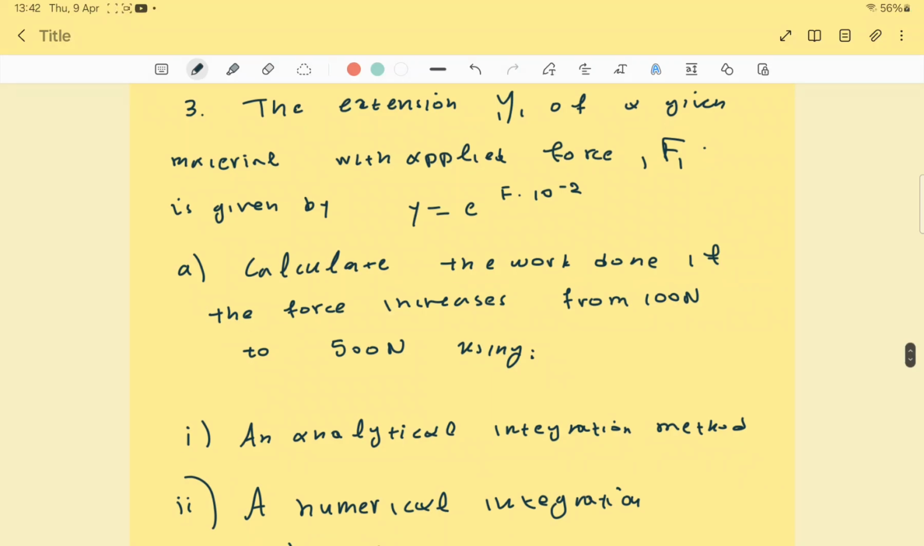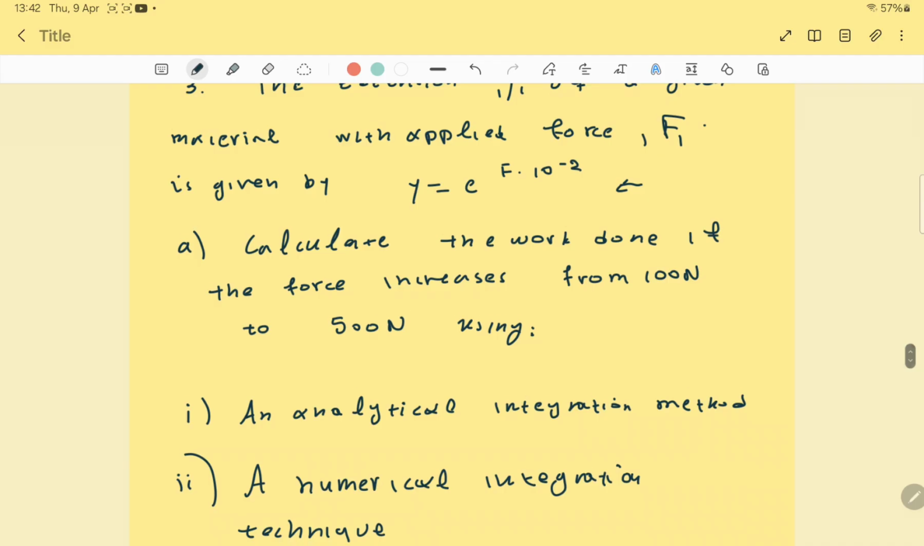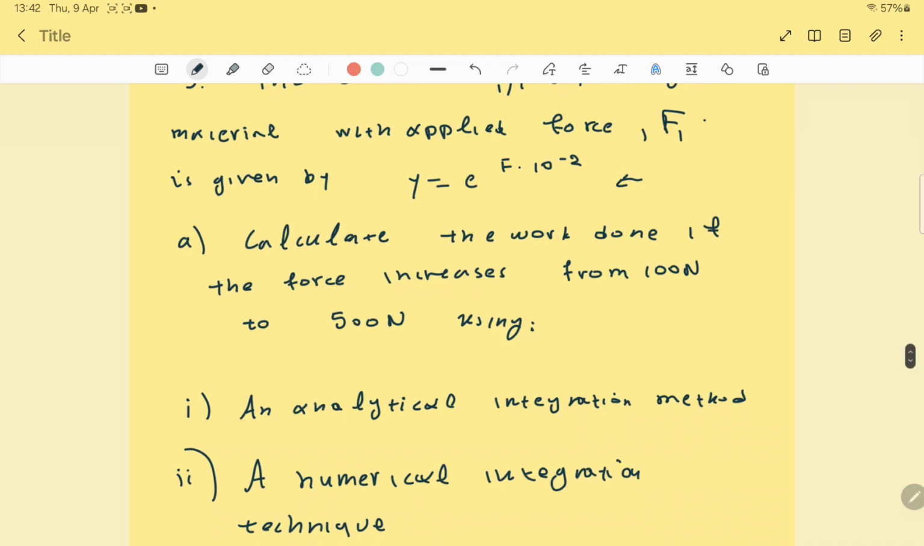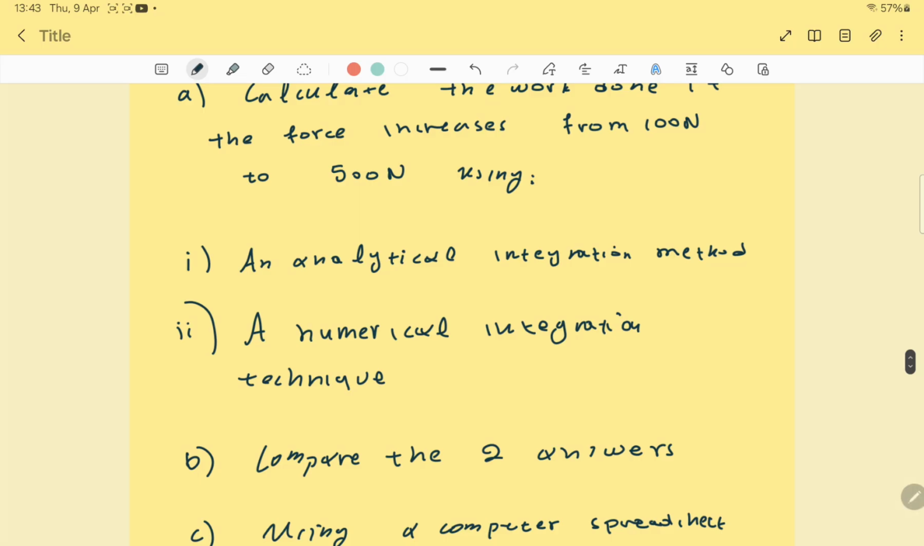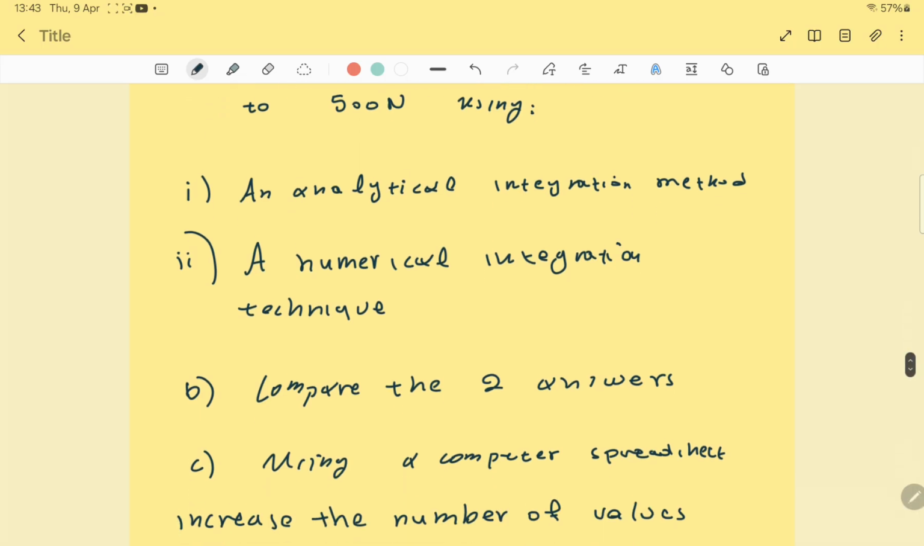Let's go to question number 3. You have the extension y of a given material as a function of f, given by this function: e to the power of f times 10 to the minus 2. The first question is to calculate the work done if the force increases from 100 newtons to 500 newtons using an analytical integration method for the first part.